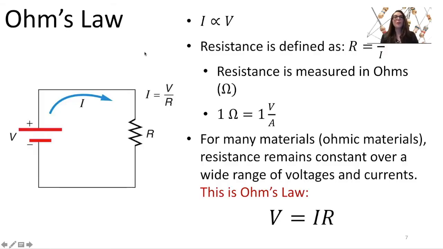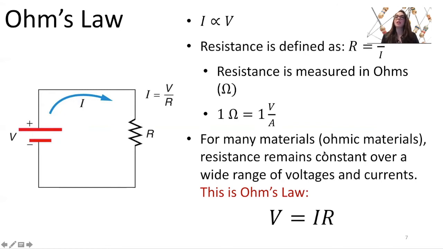So let's start first by talking about Ohm's law, which is going to turn out to be a really powerful thing for us. And so we know that the current is proportional to the voltage in our system, and the resistance is defined as being equal to this voltage or potential difference divided by the current. Now, this resistance is measured in units of ohms, represented by a capital Greek letter omega. 1 ohm is equal to 1 volt per ampere.